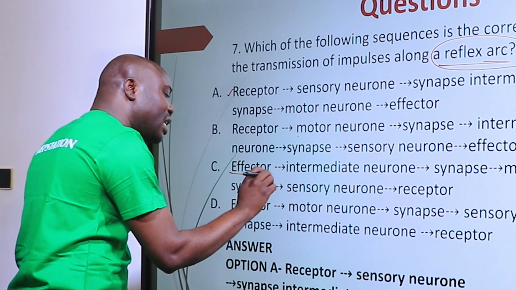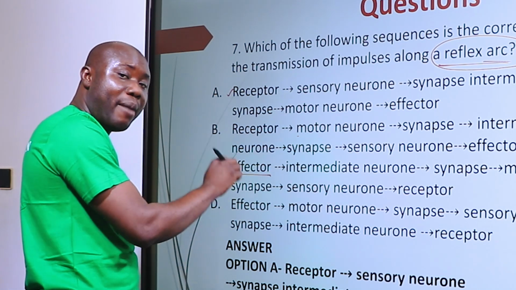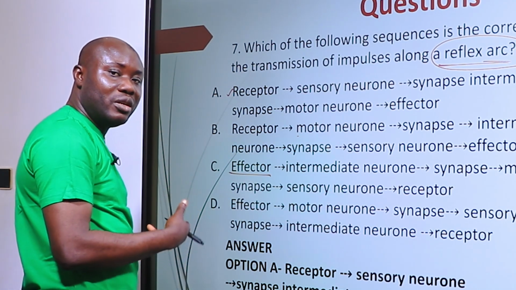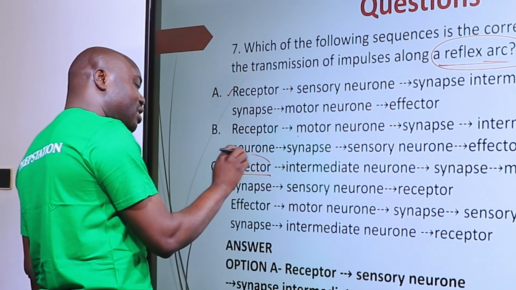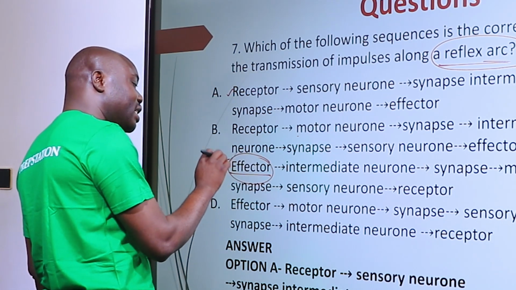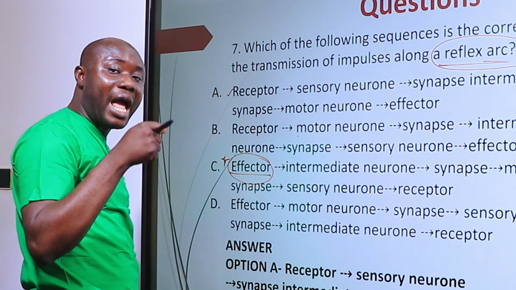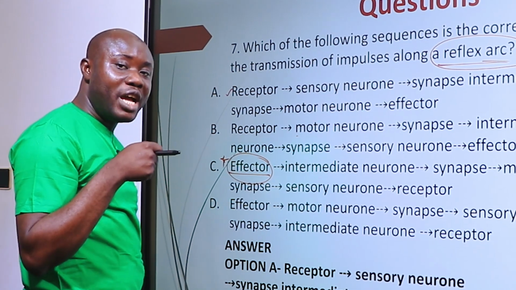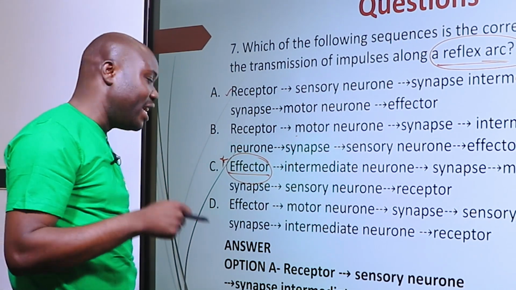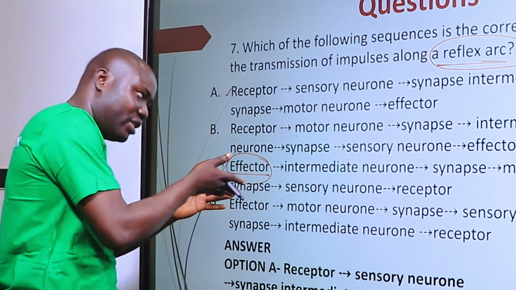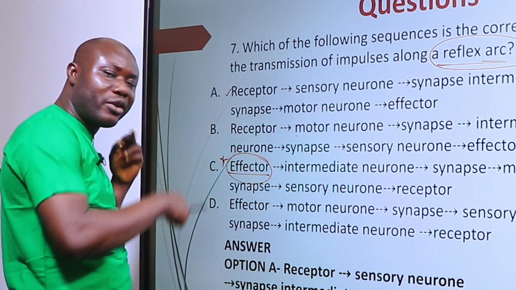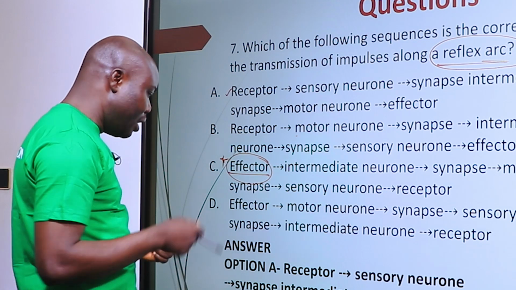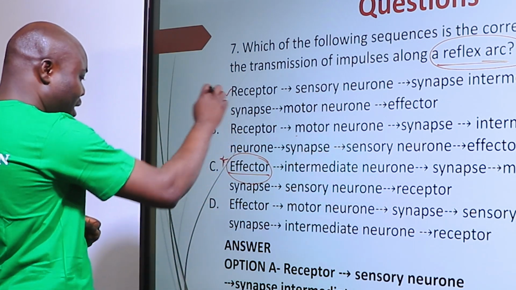It cannot start with an effector. It is an effector that will help you to react. The effector is what will help you to carry out the response. I'm moving my hand because that place is hot. You get me moving my hand or the leg. It is the effector cells, the effector muscles, that help me to do that. So they cannot begin the whole thing. Then we also have the effector. So our answer is A.